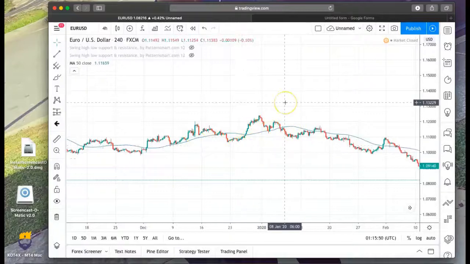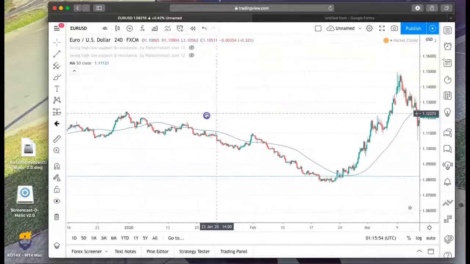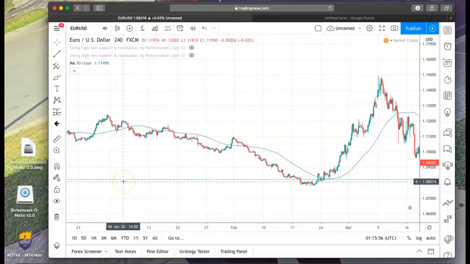So that's just a little training on how we can use the moving average effectively and make money in the foreign exchange market.